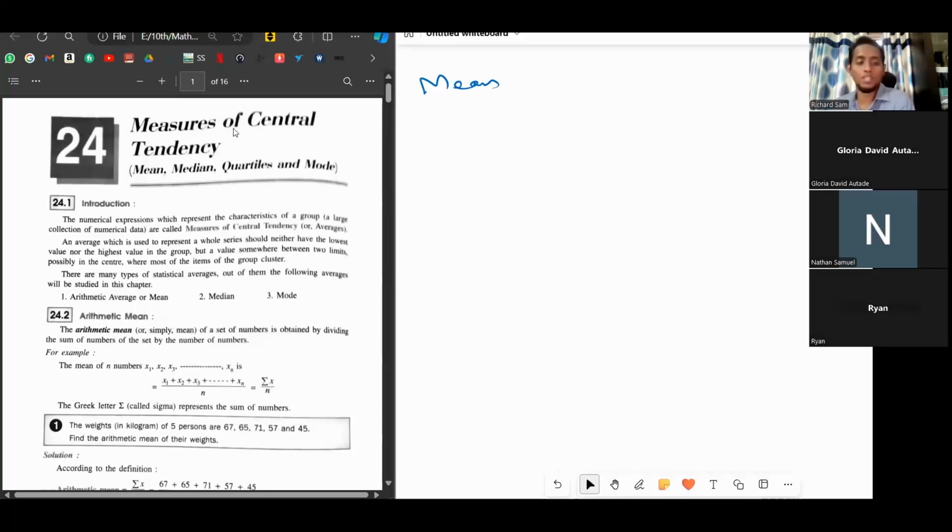Okay, chapter 24, measures of central tendency. You're learning three topics, that is mean, median, and mode. So what's the meaning of this word mean? Mean means average.